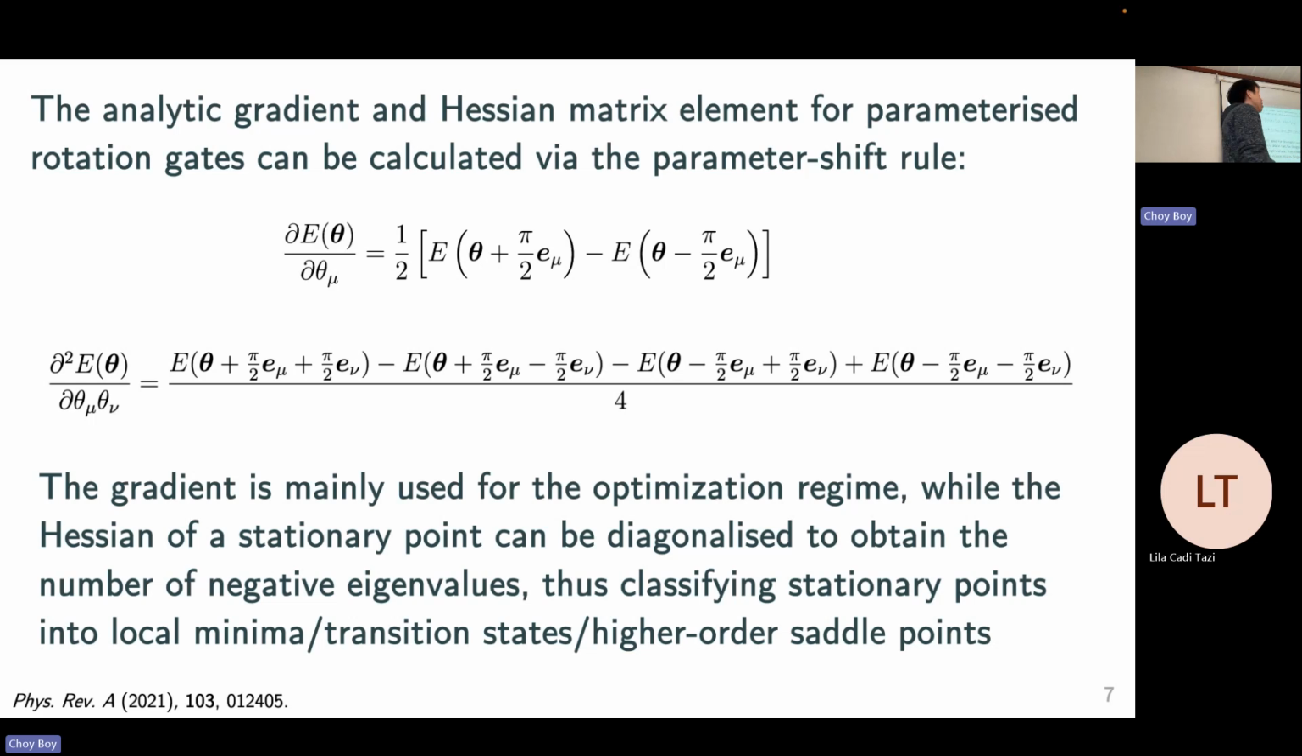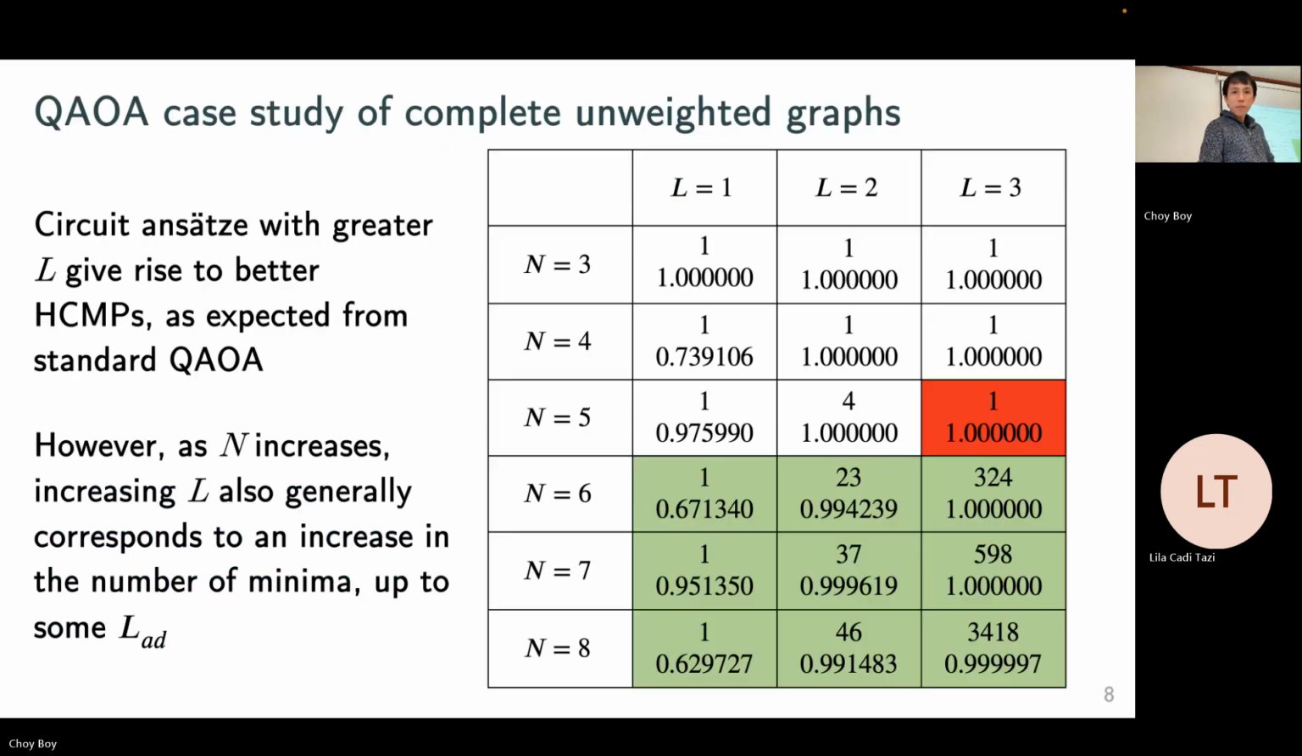So we need to calculate the analytic gradients for this optimization. However, fortunately, there's a very simple way of doing this, and this is by using the parameter shift rule for each individual parameterized rotation gate. We also may need to check if what we are getting is actually a minimum, so we'll need to calculate the Hessian and figure out the number of negative eigenvalues for that Hessian matrix.